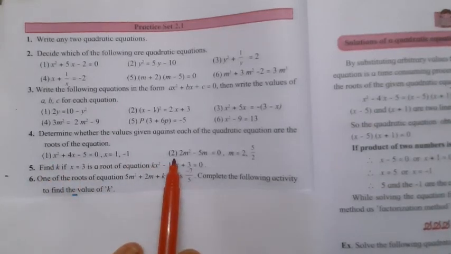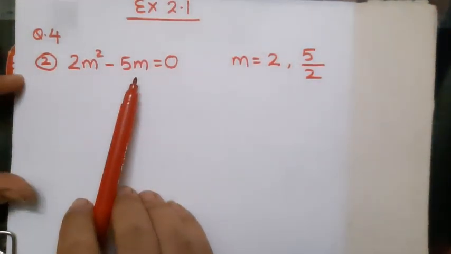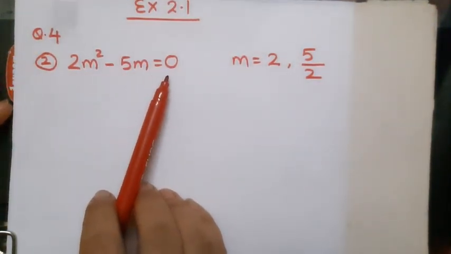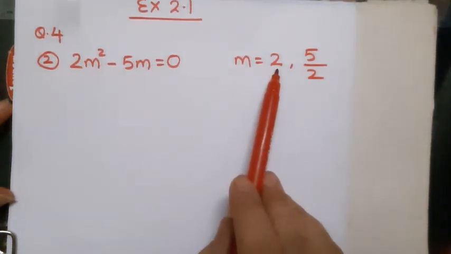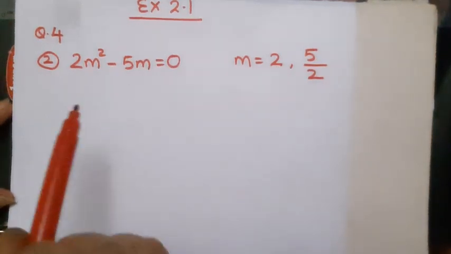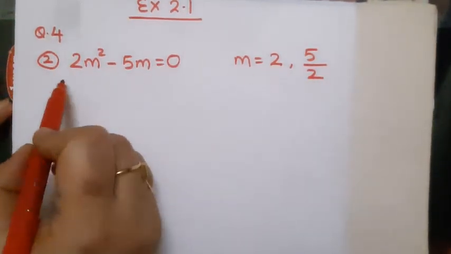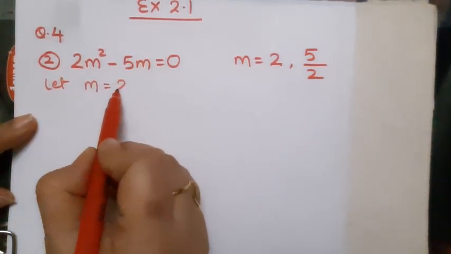We will do question number 2. Here the question is 2m square minus 5m equals 0. The values for the variable m are given: 2 and 5 upon 2. So first let us take the value of m as 2. So let m is equal to 2.